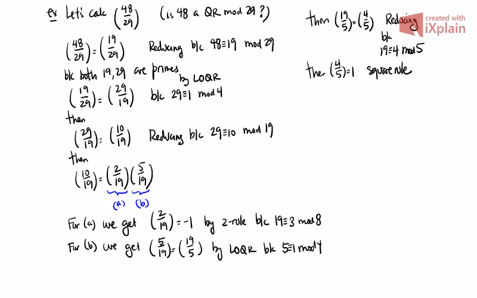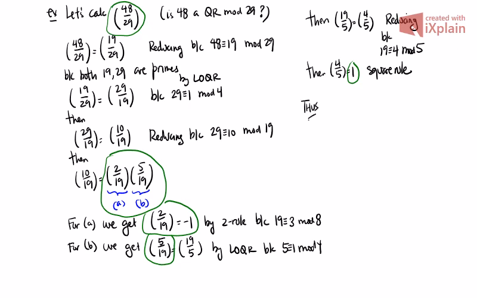So if we go back and we look at what we did, let me circle some things here. This thing that we originally wanted to calculate will turn into this product. The first of those is -1. The second of those becomes 1. So at the end of the day, we can say that 48 over 29 is -1 times 1, which is 1. Oh, sorry, which is -1.